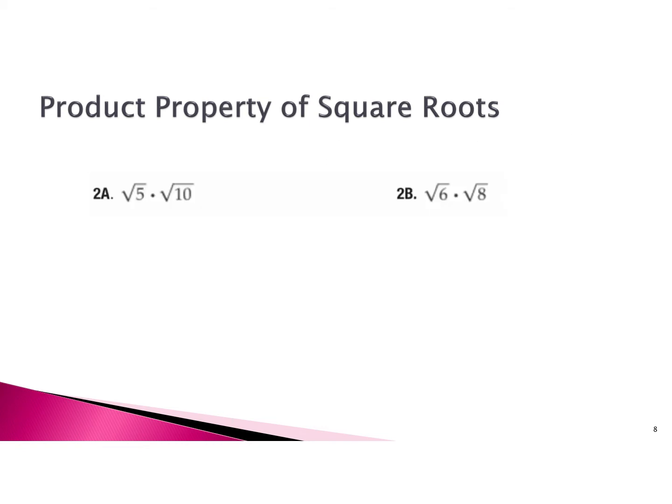So, some practice. Take this first one. I have the square root of 5 times the square root of 10. If I break down the square root of 10, I get this. All I did was break the square root of 10 into the square root of 5 times the square root of 2. Now when I simplify this first one, I'm going to get the square root of 25 times 2. Well, the square root of 25 is 5. So I can just bring down the square root of 2, and this would be my answer.